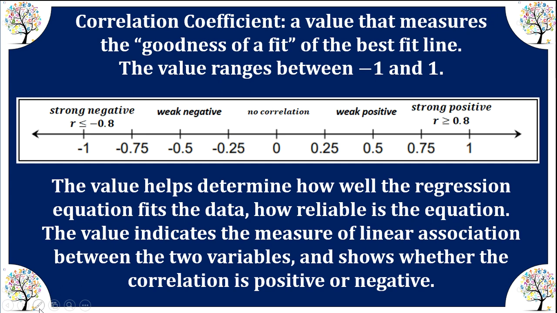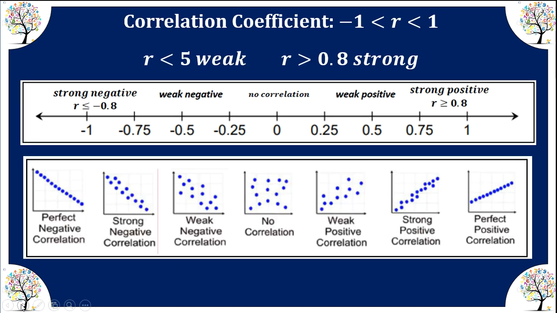Anywhere from 0.8 to 1 is considered strong, or if you're looking at the negative side, -0.8 to -1, we would say that's a strong correlation. And then you can see between 0 and 0.5, there is a correlation, but it will be considered weak. This correlation coefficient, we use the R to represent that value, and it just indicates how reliable our line of best fit is. So let's take a look.